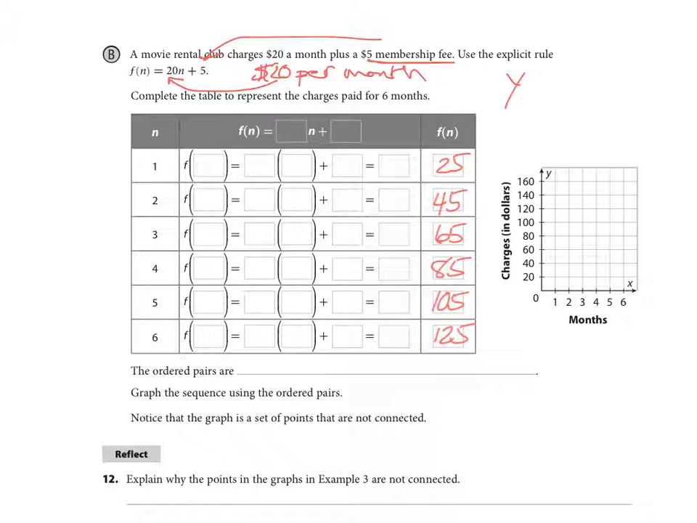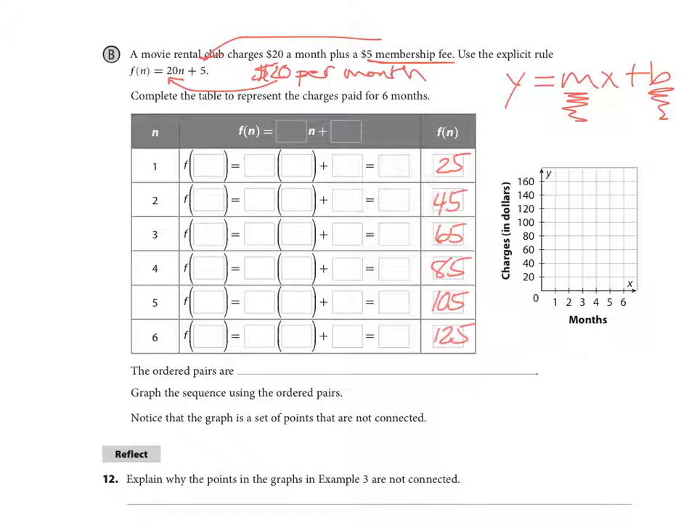So when we do y equals mx plus b: slope, rate of change, rise over run, change in y over change in x. Y-intercept, starting point, initial value, initial cost, zero term. Those are all terms, words you need to recognize and know.